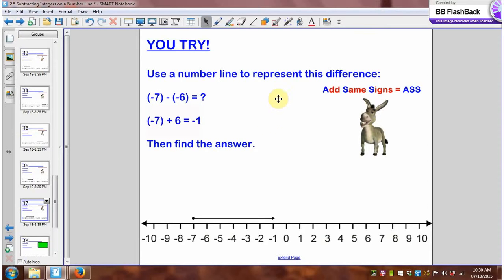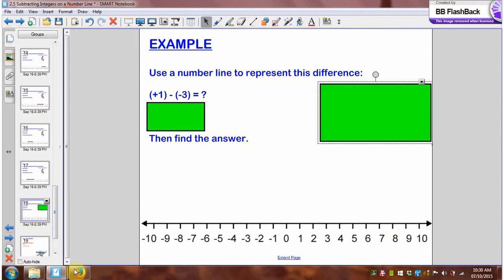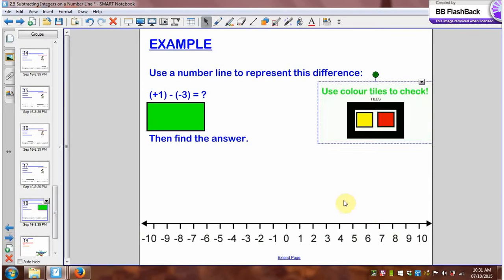If you didn't get that, just pause the video and ask a buddy for help, or ask me if I'm available to go over these problems with you. And last one for today, no need to write this down. We're just going to compare the process of using the number line, what we talked about today, with the answer we get if we use color tiles. So we're going to do this first, and then we're going to use color tiles to check.